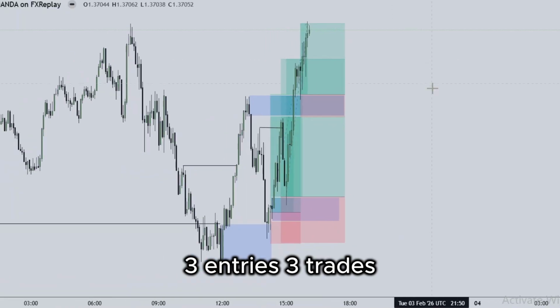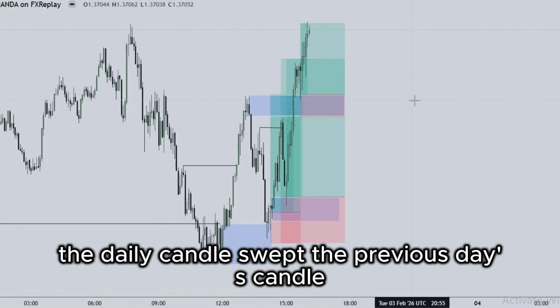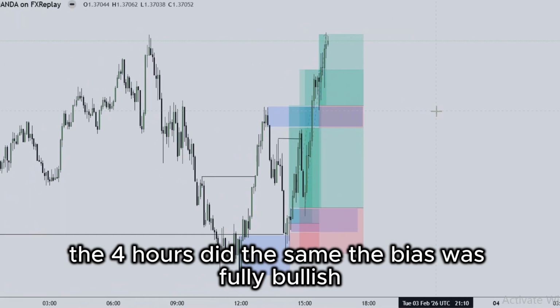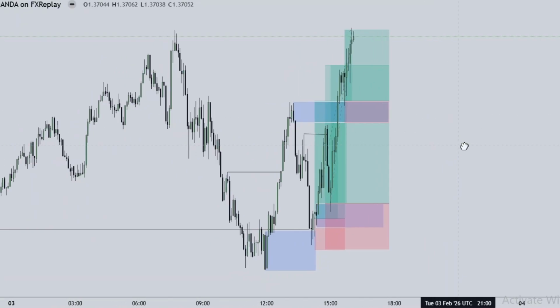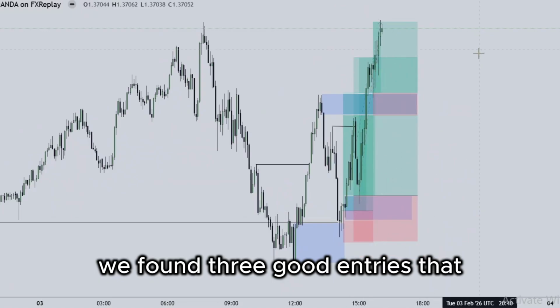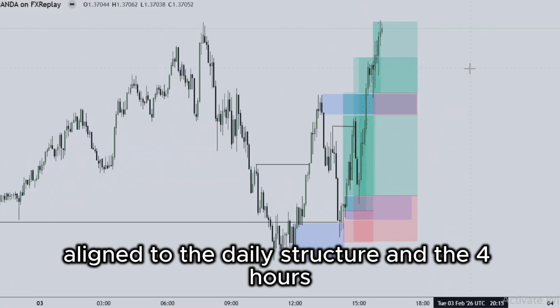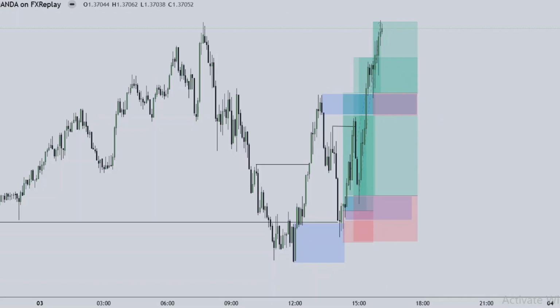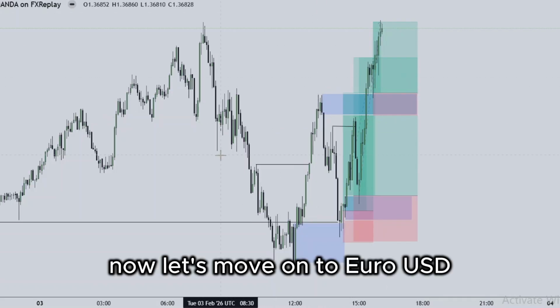3 entries, 3 trades. The daily candles were the previous day's candle. The 4 hours did the same. The bias was fully bullish. We went to the lower time frame to look for our entries. We found 3 good entries that aligned to the daily structure and the 4 hours. Now let's move on to Euro USD.